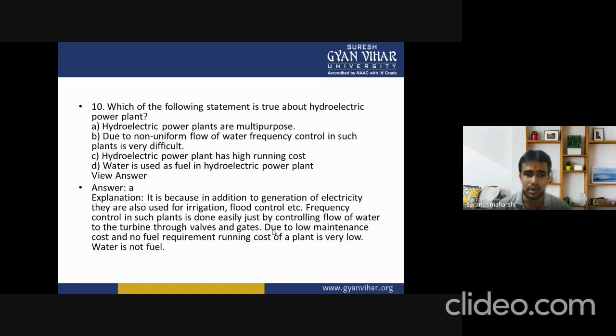flood control, etc. Frequency control in such plants is done easily just by controlling the flow of water to the turbine through valves and gates. Due to low maintenance cost and no fuel requirements, the running cost of a plant is very low. Water is not a fuel.